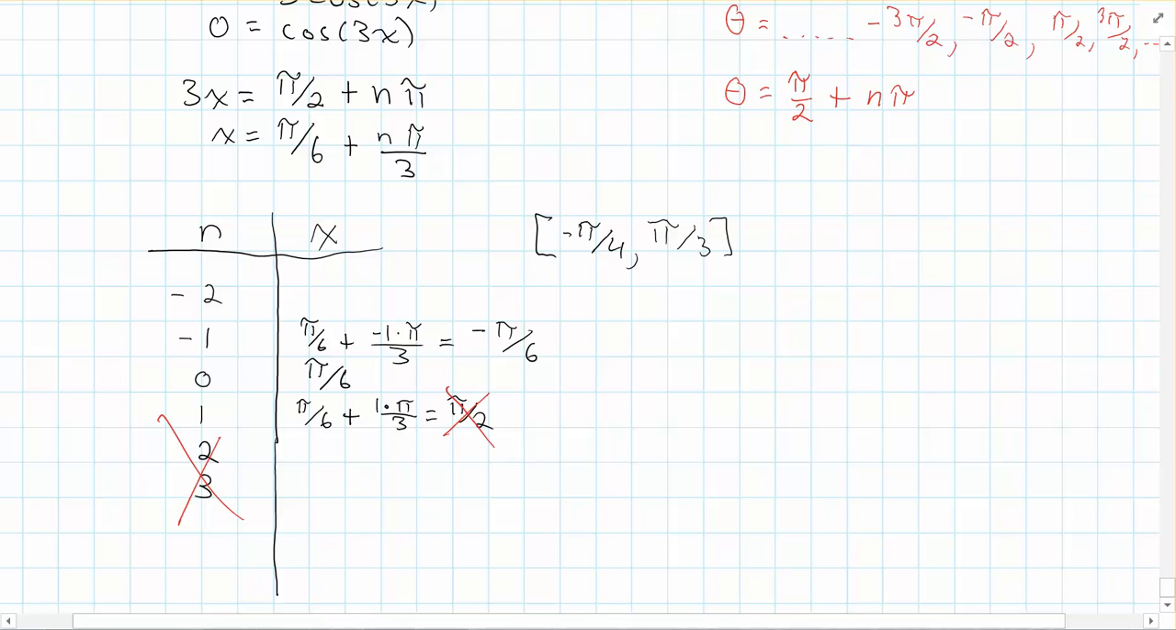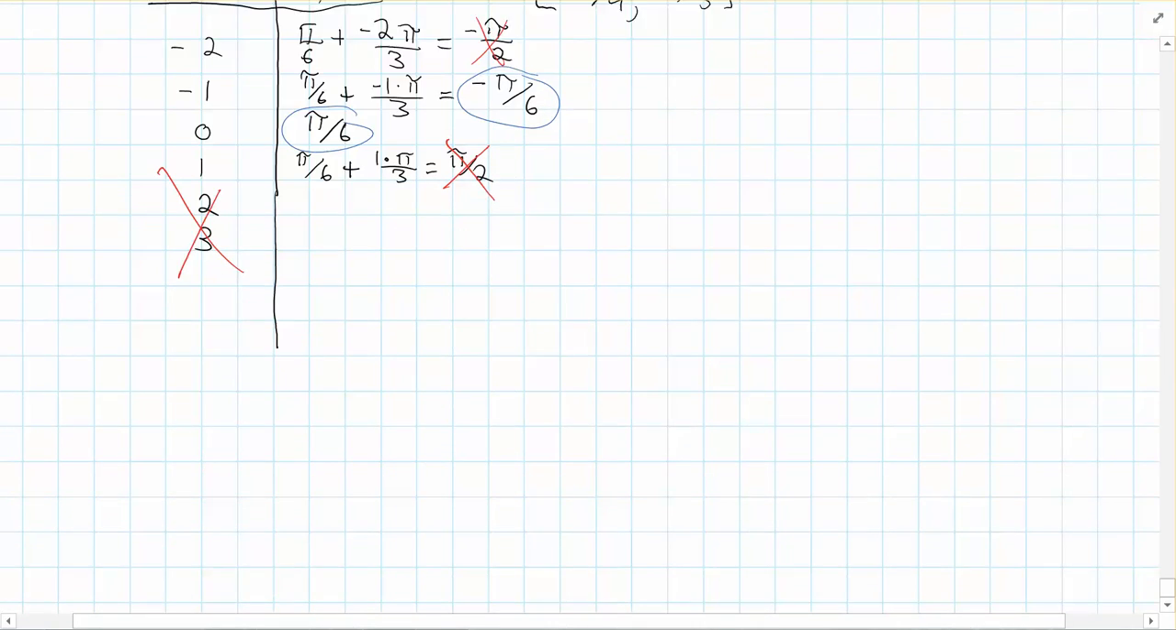But then if we do negative 2, we'd get pi over 6 plus negative 2 pi over 3, which gets you negative pi over 2. And that one is not in the interval, so we don't have to consider those. So the critical numbers we have are negative pi over 6 and pi over 6.